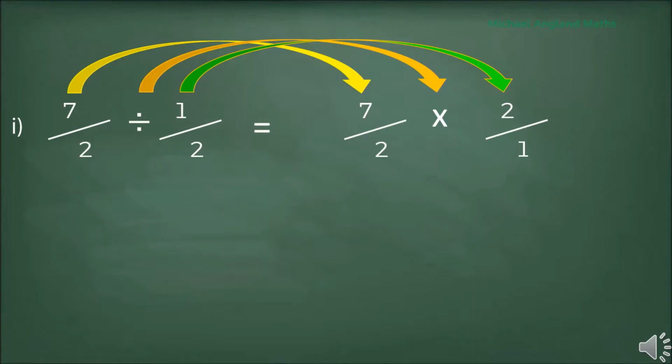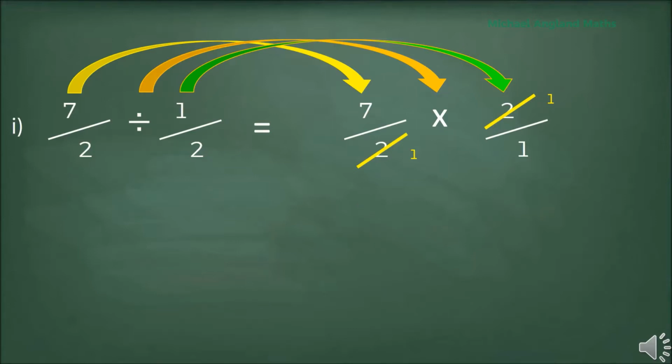Now we can see that we can cross cancel diagonally. So the denominator on the left-hand side and the numerator on the right-hand side are both 2. 2 goes into 2 once, so both of those scale down to 1. So we now have 7 times 1 over 1 times 1, which means we get 7 over 1, which equals 7. And let's have a look visually to see that that's correct.